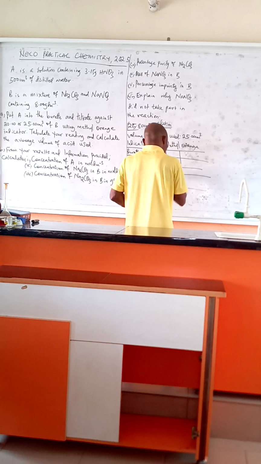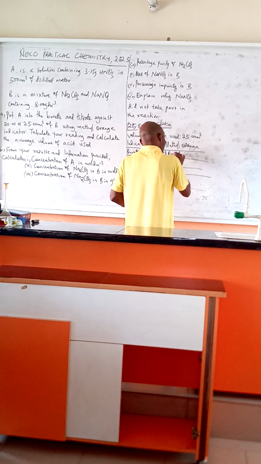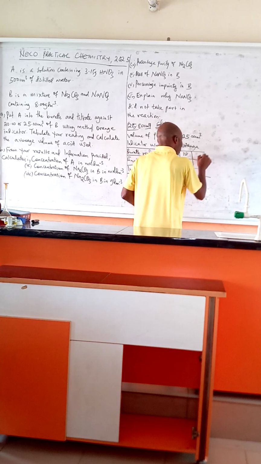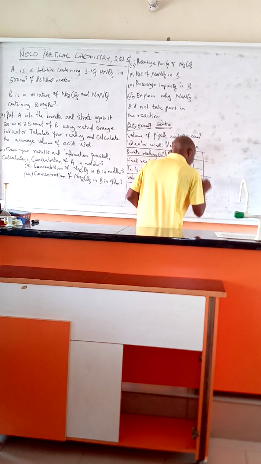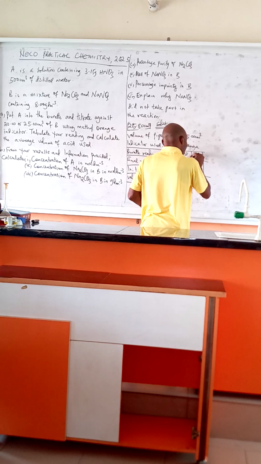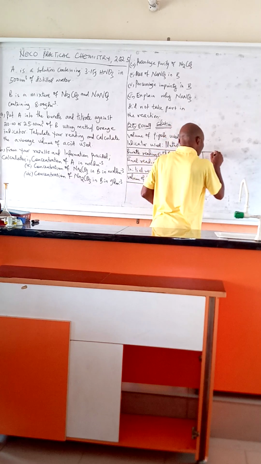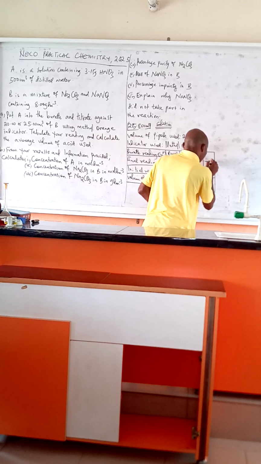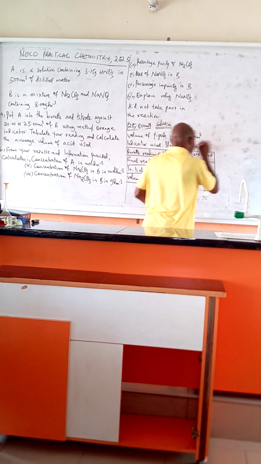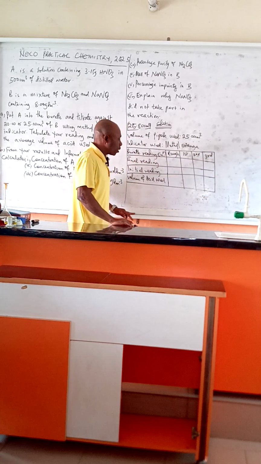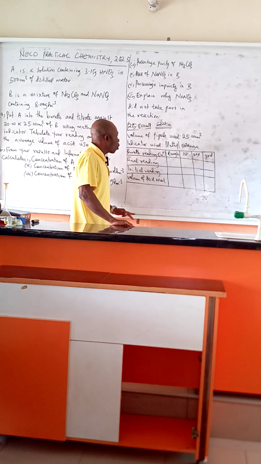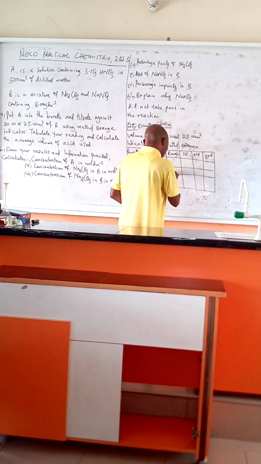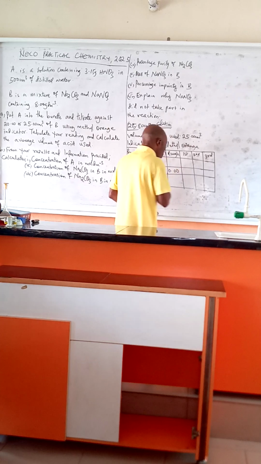NECO would always prepare a table starting from rough, then first titration, second titration, and finally third titration. I could give you a table like this. You know your endpoints to enter in your values. The initial reading always will be refilled to 0.00.